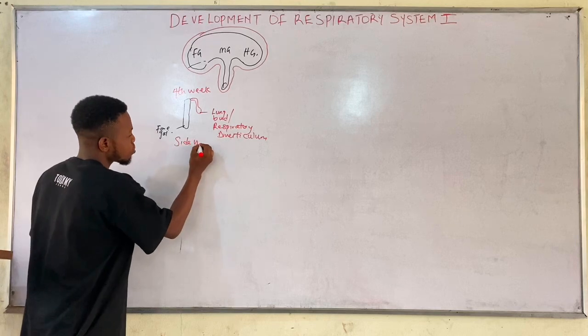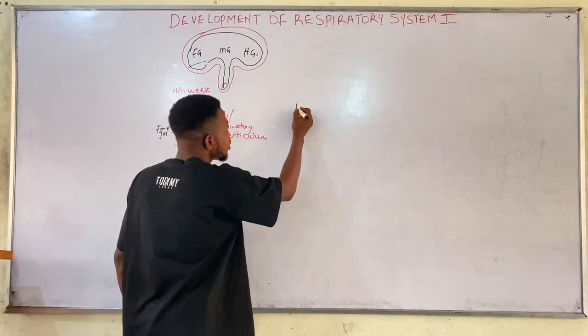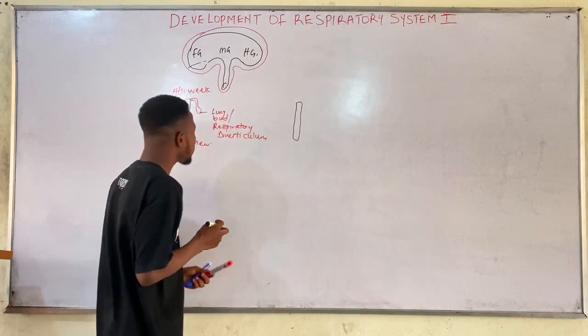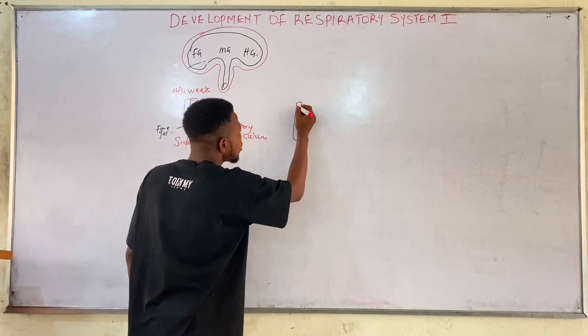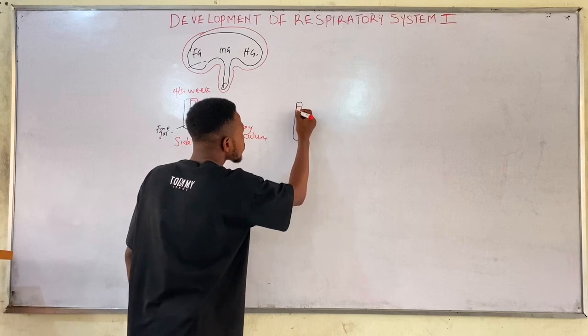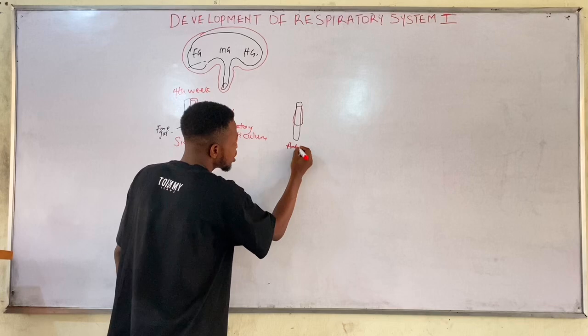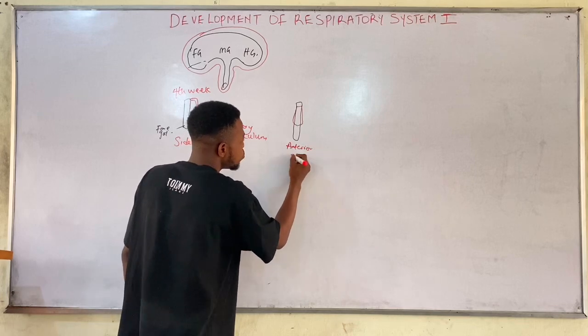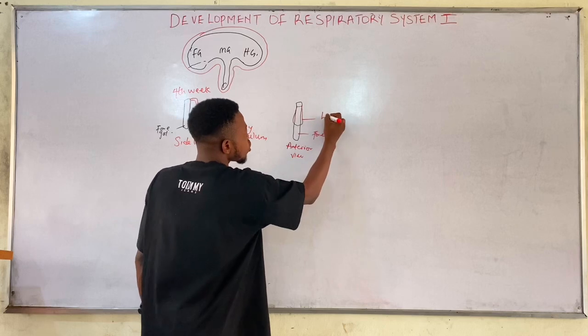When we have this lung bud, this is what we call the side view. Now let me draw the anterior view. For the anterior view, something like this. This is the foregut, and what bulges off from the foregut is this lung bud. So this is the lung bud here. This is what we call the anterior view. This is our foregut, and this is our lung bud.